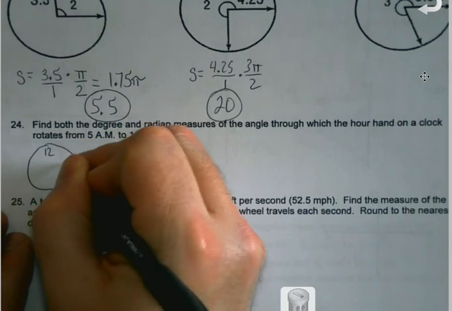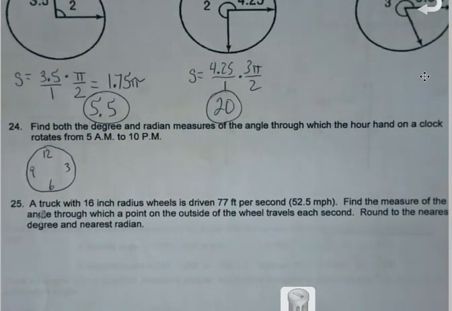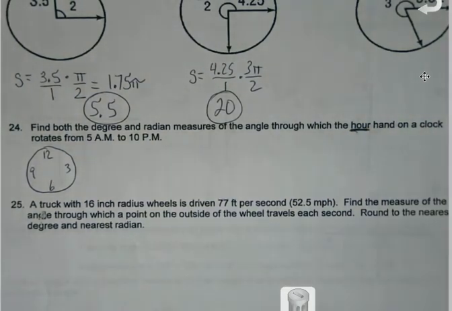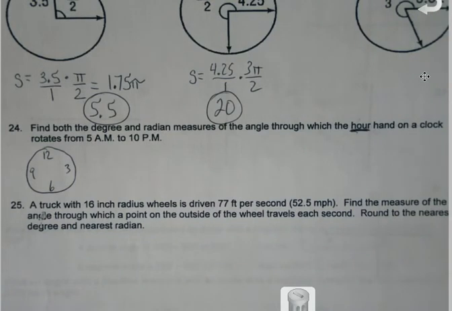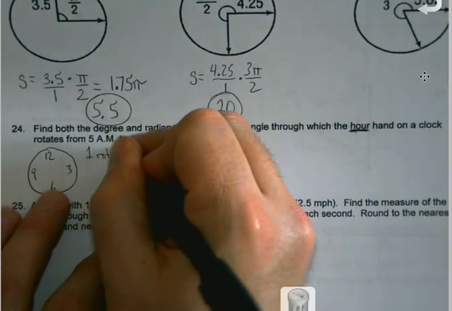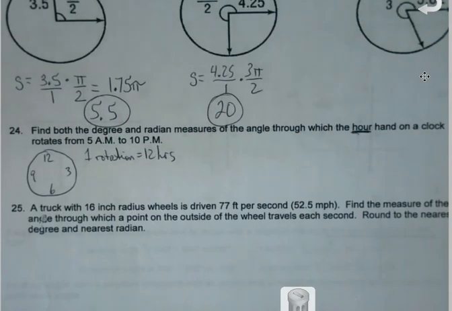Sometimes drawing a picture can be of great help. I'll go into greater detail with that when we get to number 25. So I think about a typical clock, and I have to pay attention to little words like the hour hand. Right now the hour hand's at about 1 o'clock. Once it gets past this hour, how many hours is it going to take for that hour hand to be back at 1? 12 hours. So one full rotation of that hour hand is going to take 12 hours.